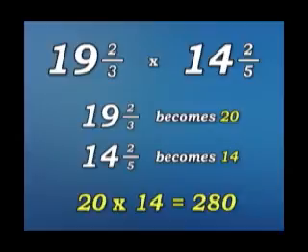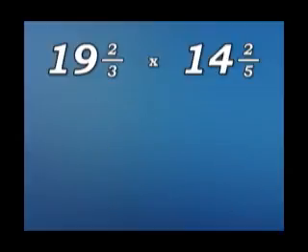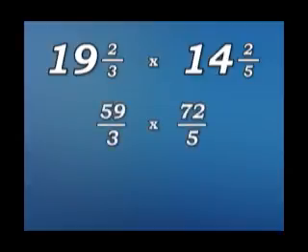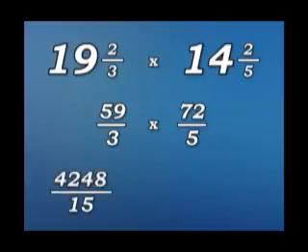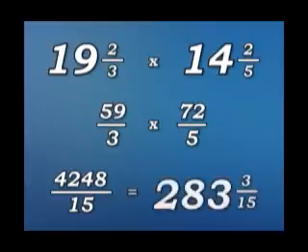Let's see how close we were. We're going to make improper fractions. So 19 and 2/3 multiplied by 14 and 2/5 becomes 59 over 3 multiplied by 72 over 5, which becomes 4,248 over 15, which becomes 283 and 3/15. And our estimate was 280, so it wasn't bad.